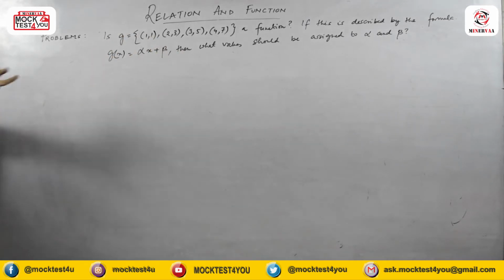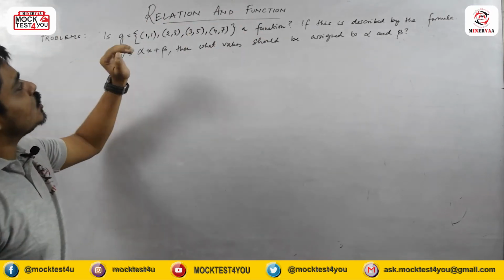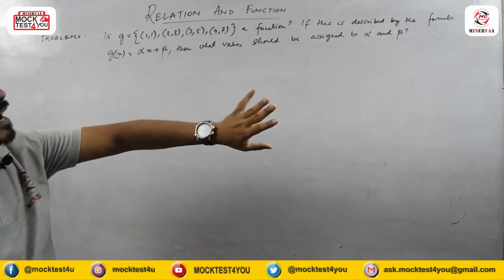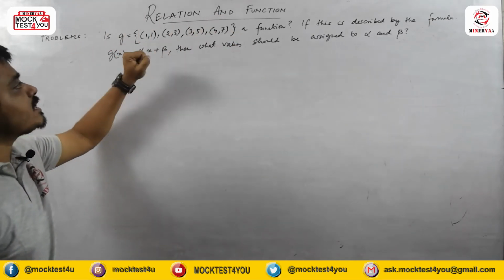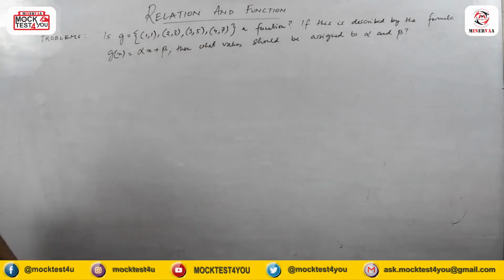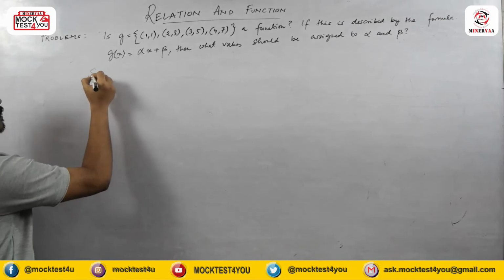So now they're asking the question. Just the first line is the question: is g a function? That's my first question. If this is described by the formula g(x) = alpha x plus beta, then what values should be assigned to alpha and beta? So first, let us look into the first part of the question: is g a function? Let us start proving that it's a function.